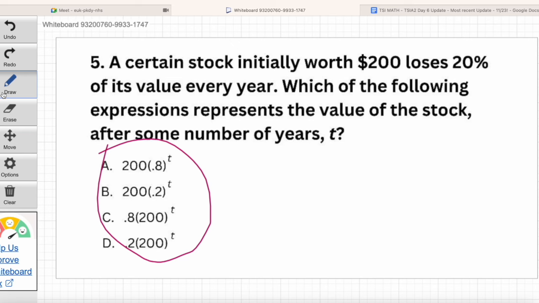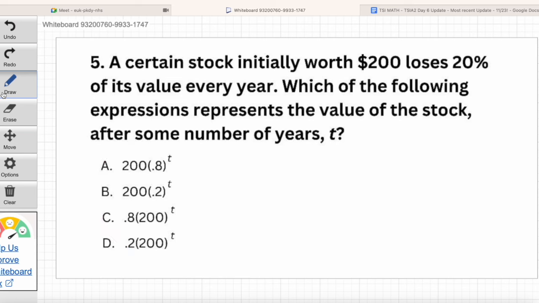We can plug in some values for t and see what's reasonable. That's a great place to start, even if you don't know how to structure it. We're going to talk about that as well. I want you to know the operations too. But let's start just by plugging in values and doing basic logic and estimation. So let's start with a one for t. Let's see how much the stock is going to be worth after 1 year. Does that make some sense?